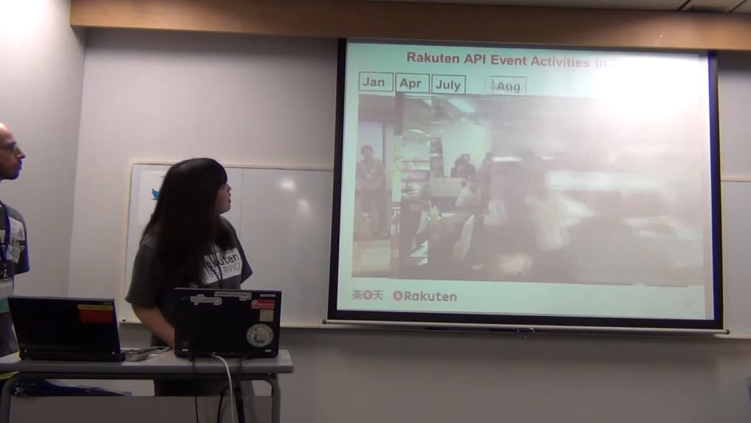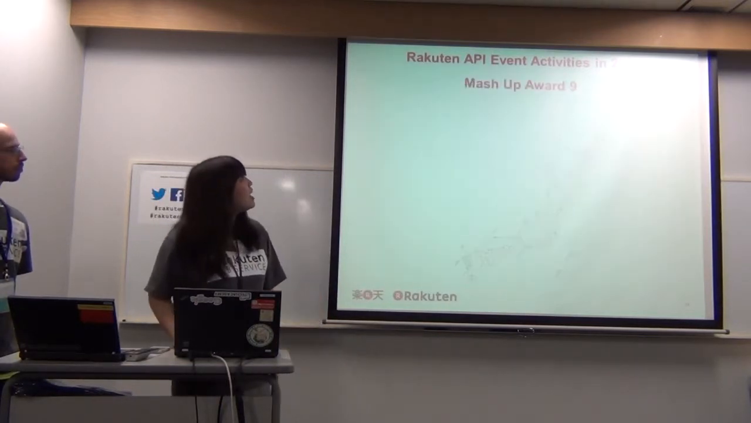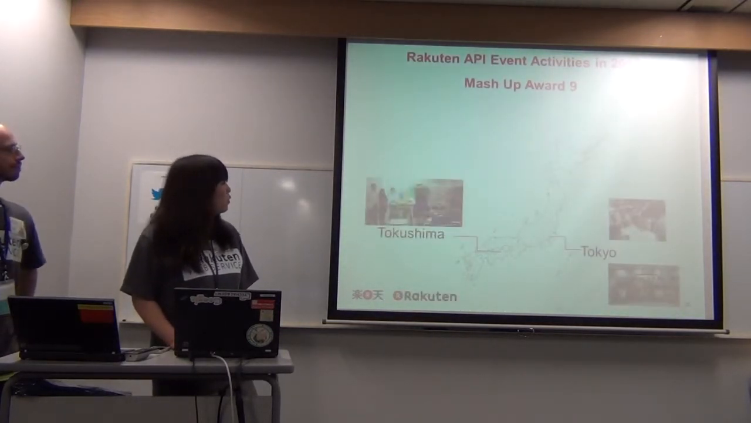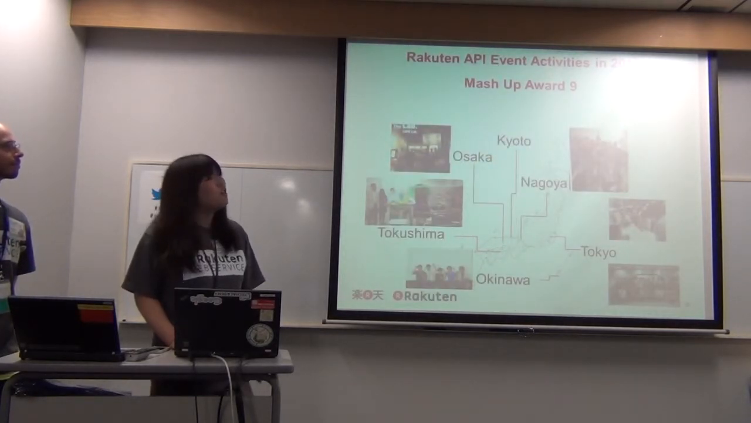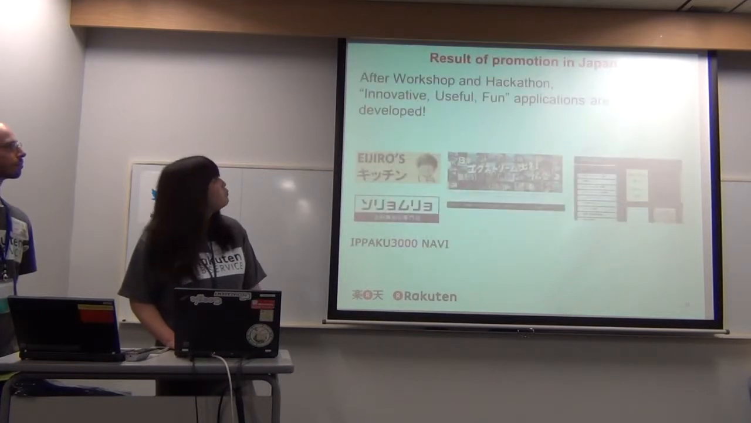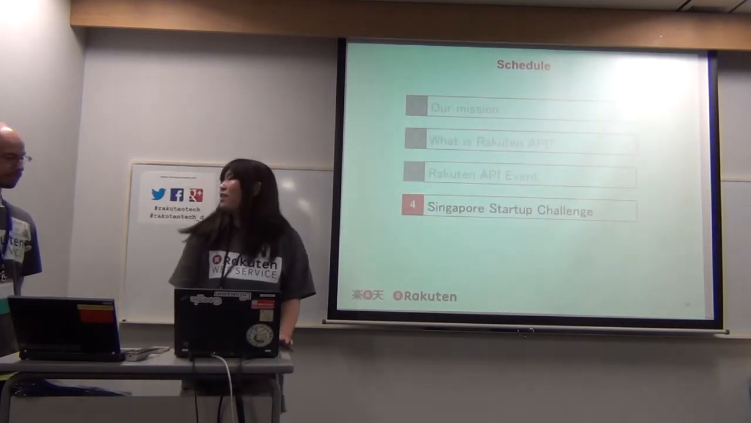And recently we had a student hackathon. In autumn, I went to many places: Tokyo, Tokushima, Okinawa, Nagoya, Osaka, and Kyoto. We promoted Rakuten API and I taught Rakuten API in many places. This is a result of the promotion in Japan. After this activity, innovative, useful, and fun applications were developed. So please take a look.